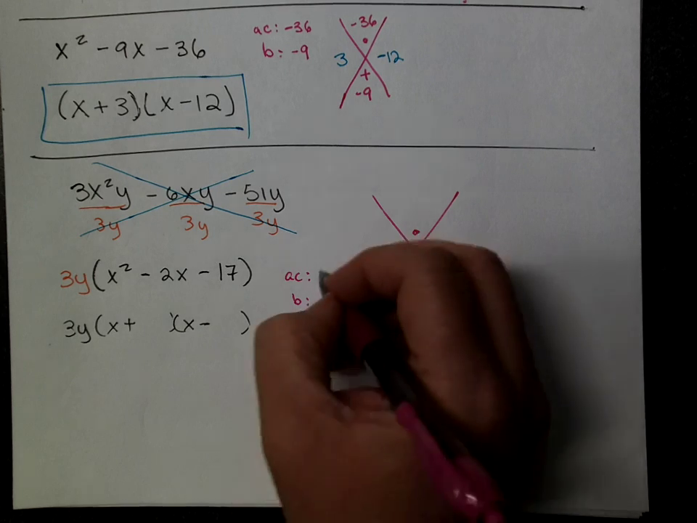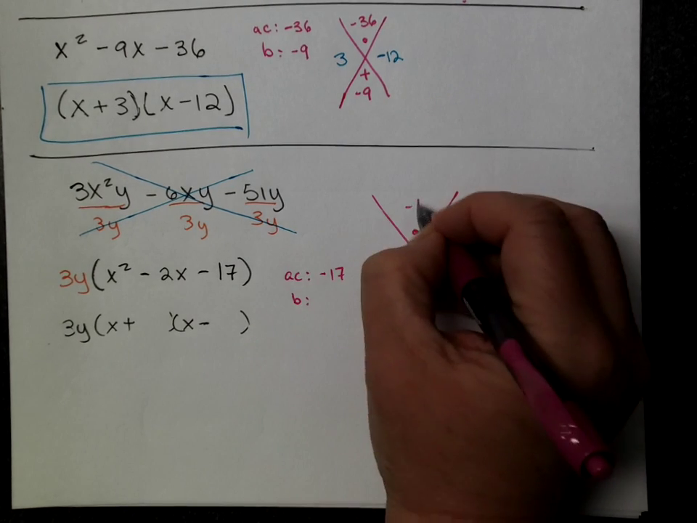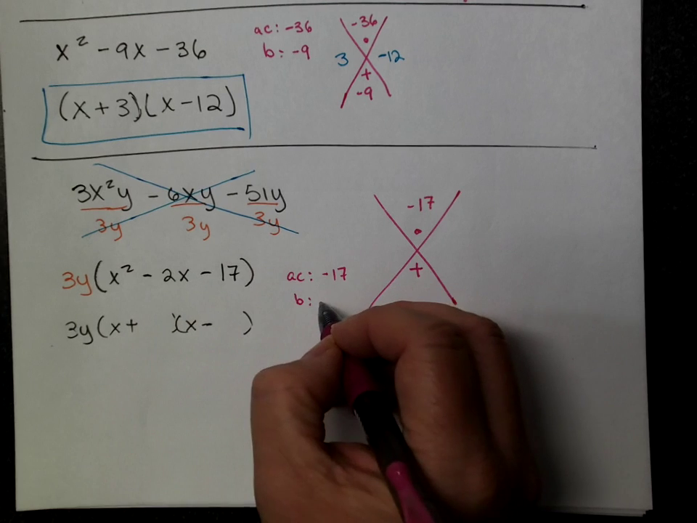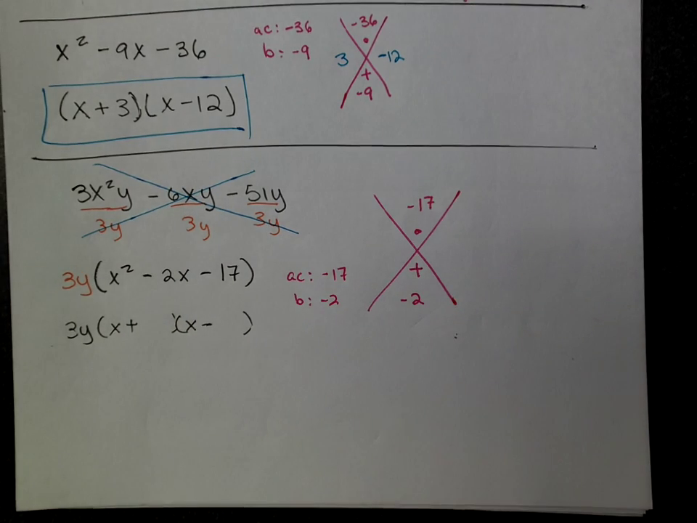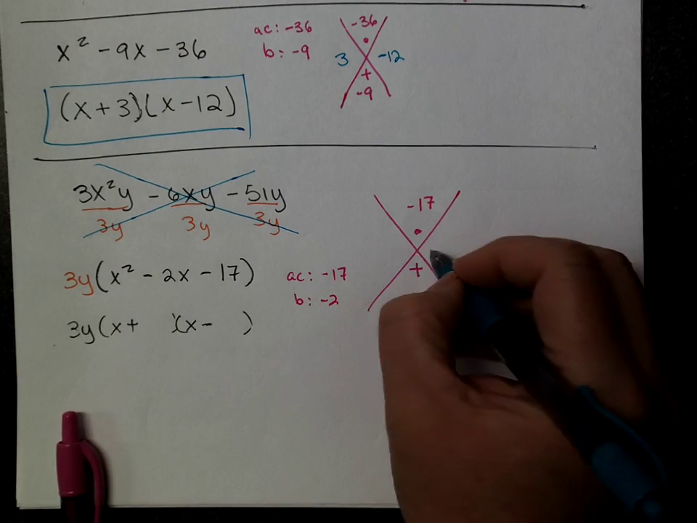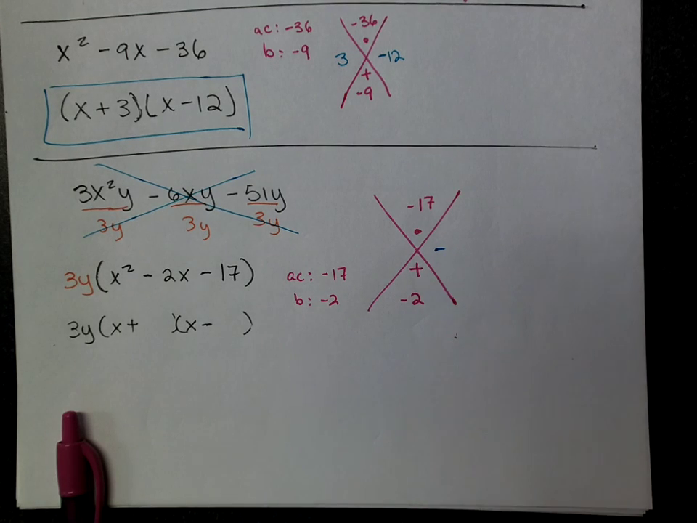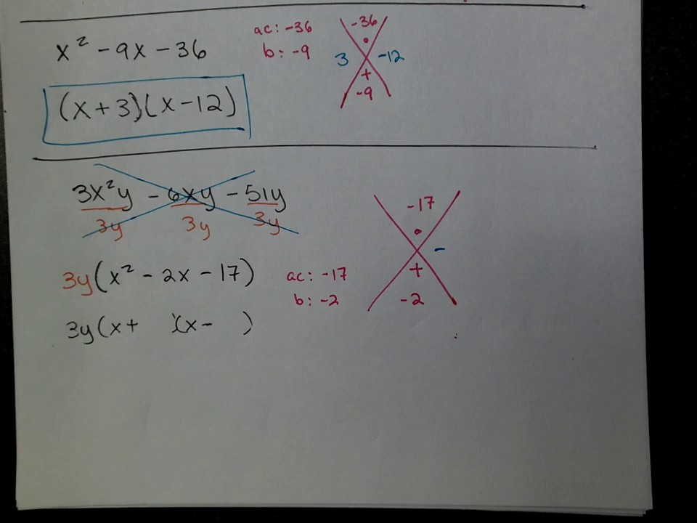AC, B, and I know my sign pattern is plus minus, so I might do this just so I recognize when I'm looking for that pair of numbers, one positive, one negative. Now you can use your calculator, but that'd be a little overkill for right now.